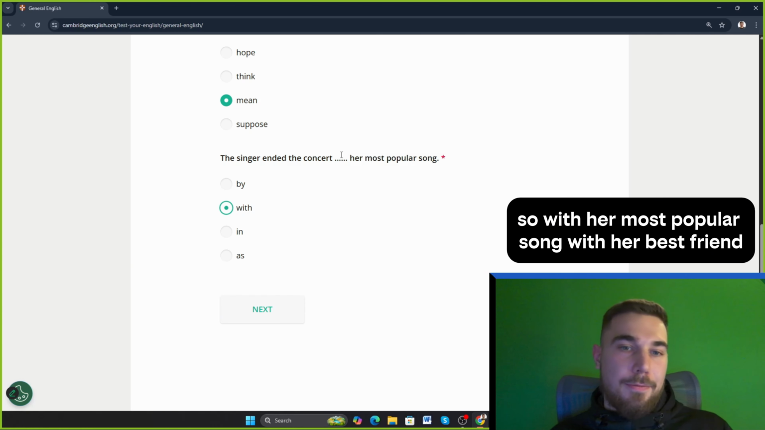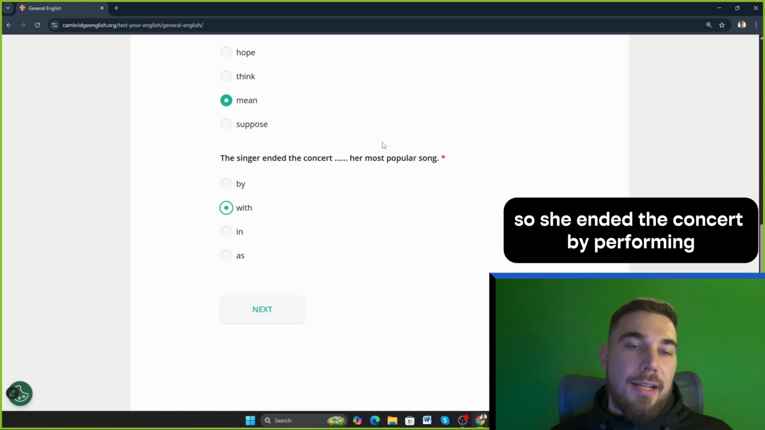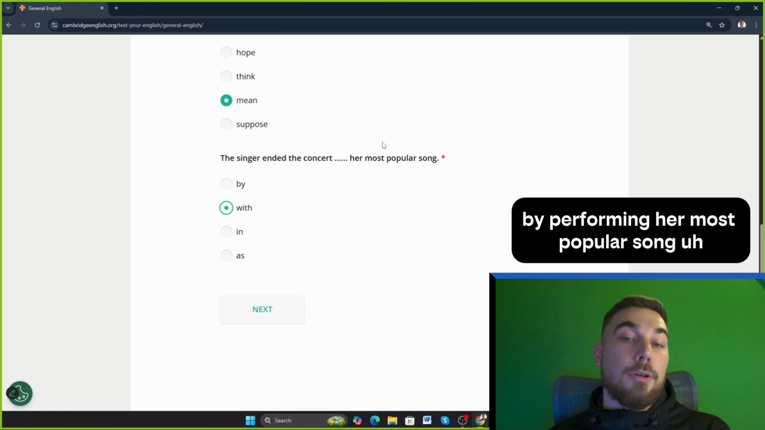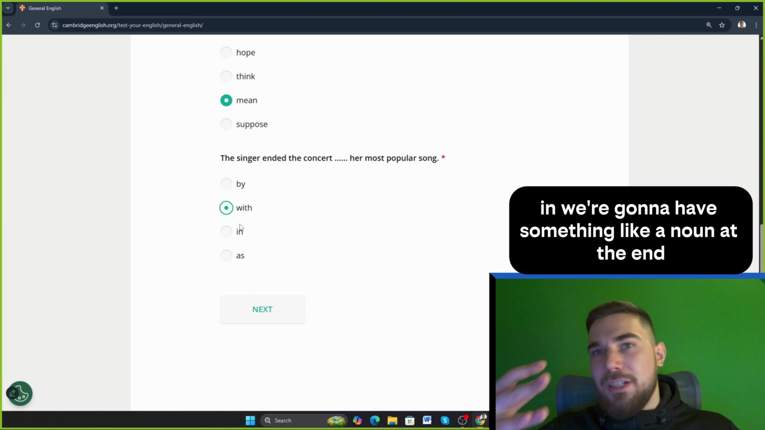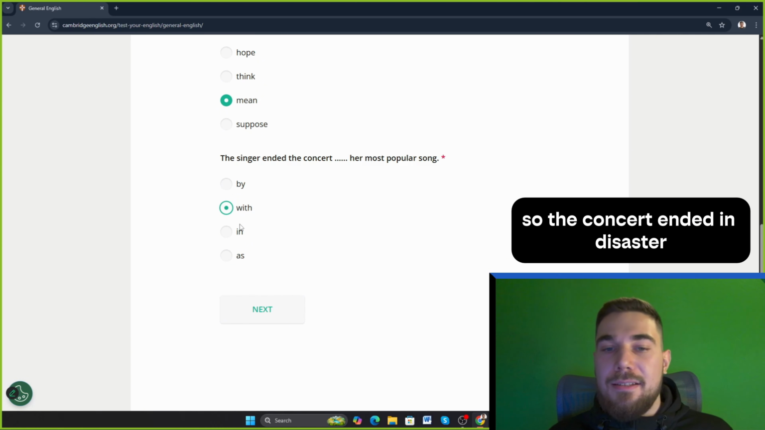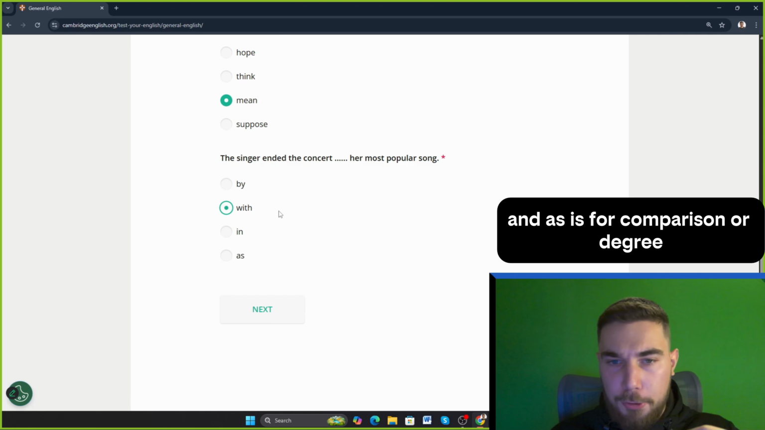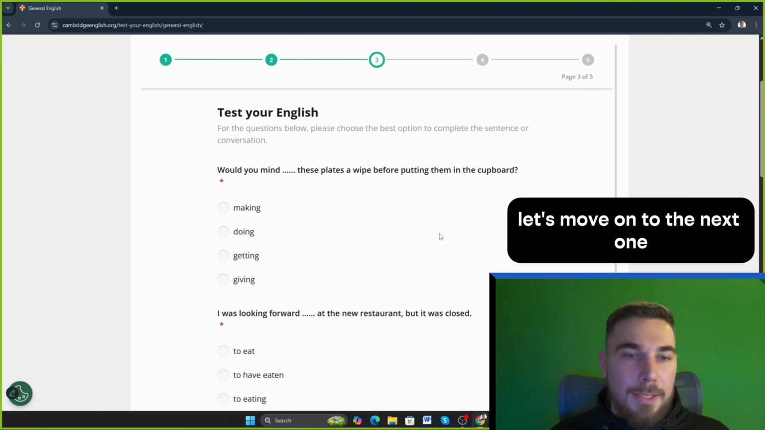With her best friend. By would require an action, a method. So she ended the concert by performing her most popular song. We're gonna have something like a noun at the end. So the concert ended in disaster. And as is for comparison or degree, it's not really good in this case. Let's move on to the next one.